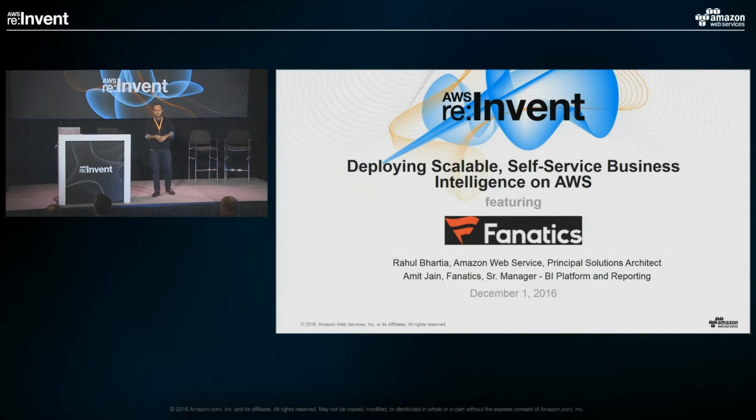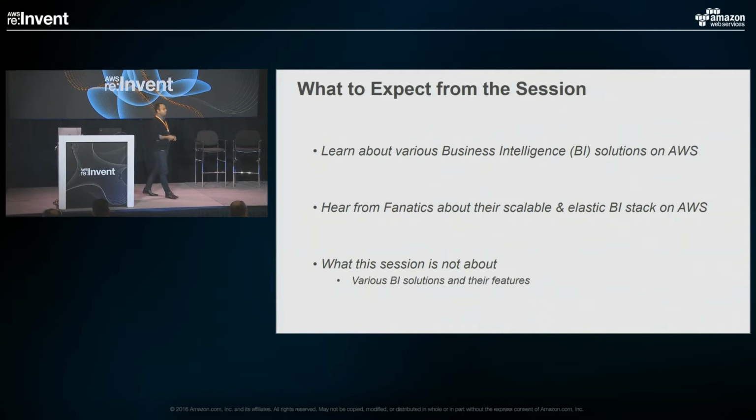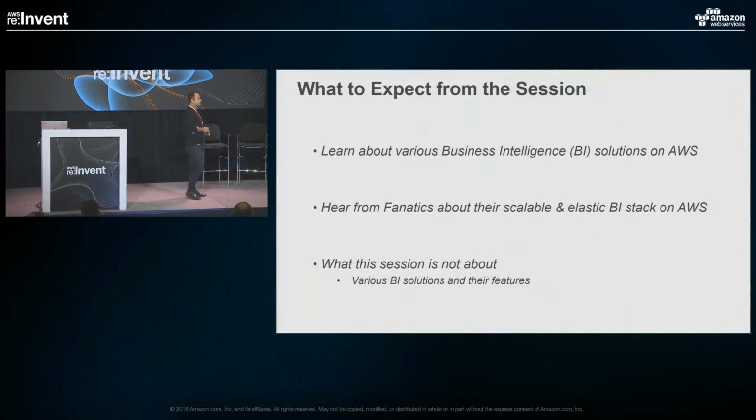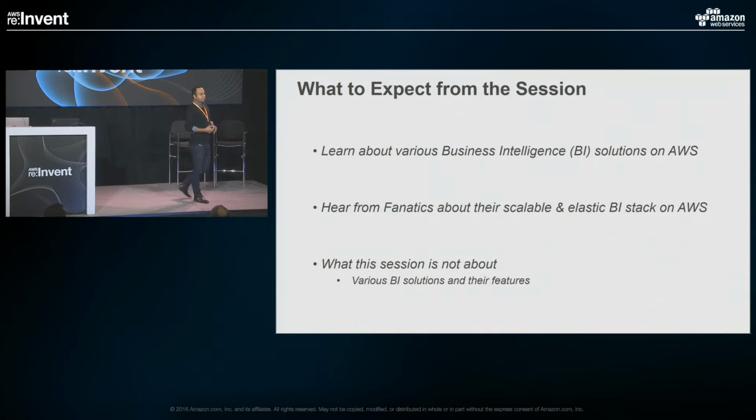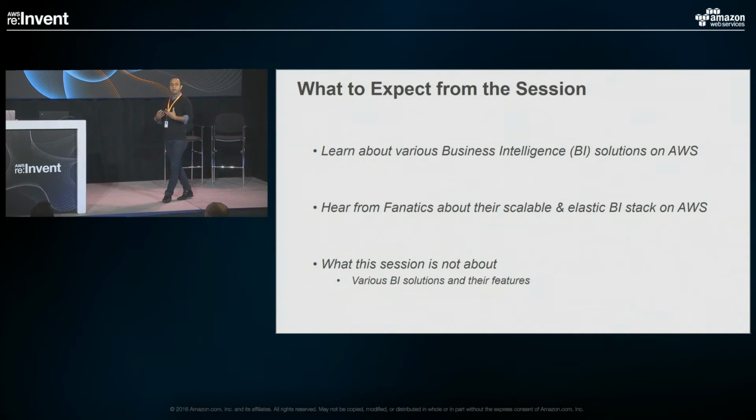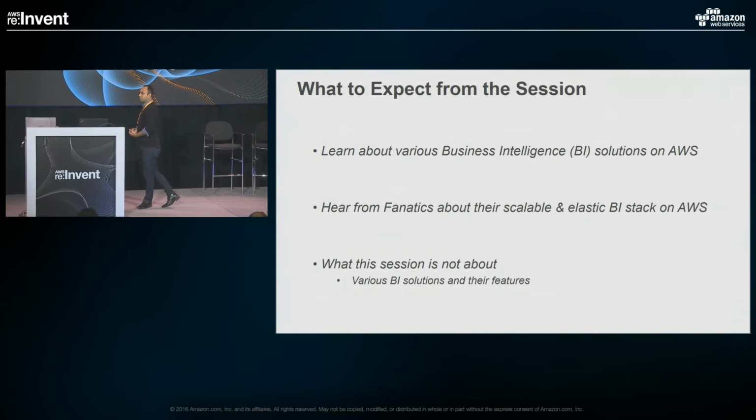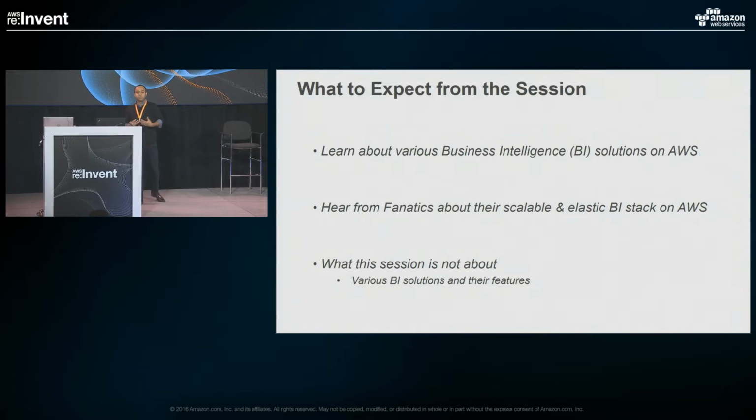And he's going to talk about how Fanatics uses the platforms or builds on top of AWS using their BI solution. So what we're going to do is first quickly do a recap of what are the various options, what are the various choices you have in terms of building your BI solution on top of AWS. And the second part, in which Amit is going to talk, is how Fanatics actually uses them in principle as a practitioner.